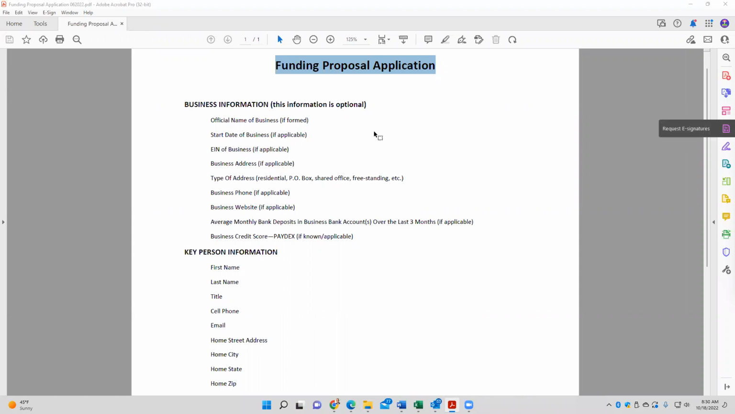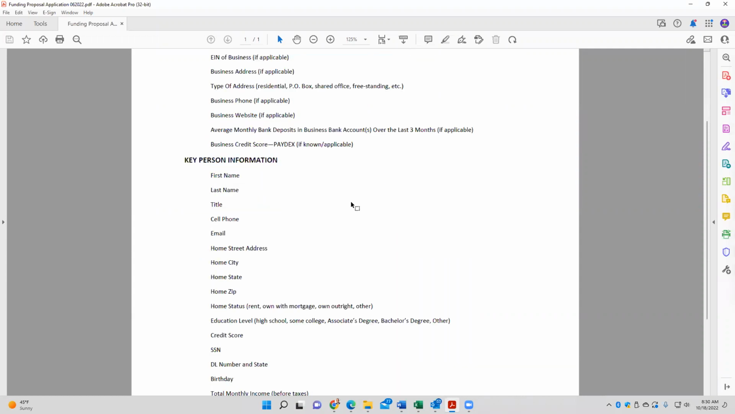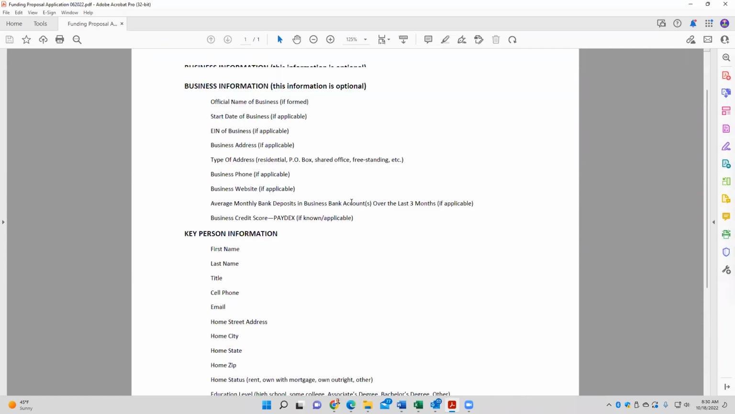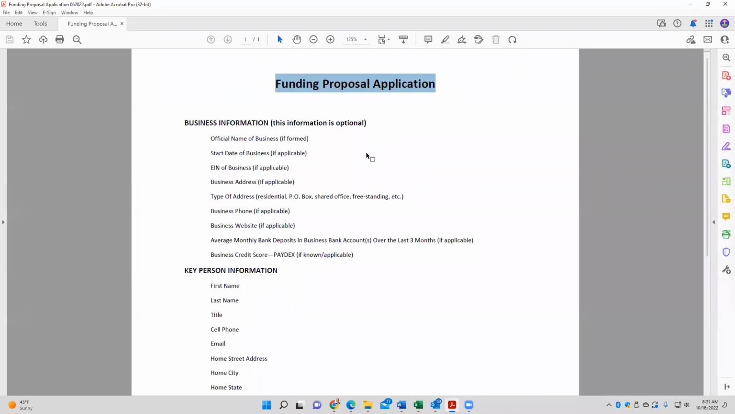So in summary, today's discussion was about the funding proposal application. It hasn't changed a bit, so this is not new. This is not different. I just wanted to take a deeper dive into one of the documents that's in your white label Dropbox so you understand why we use it, how we use it, what your responsibilities are, and what our responsibilities are.